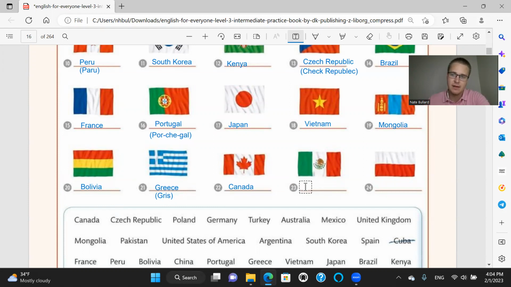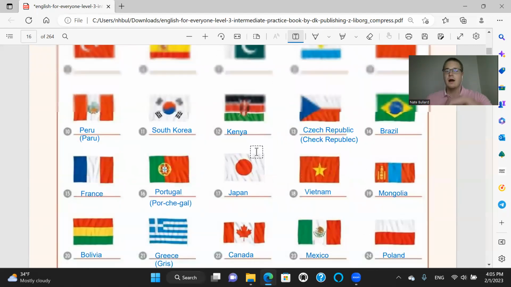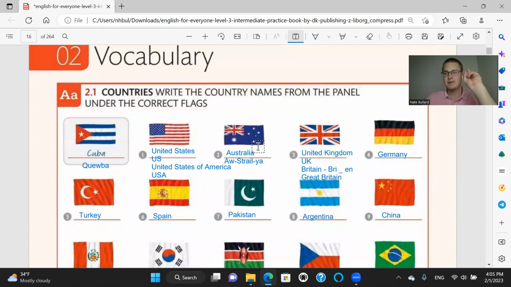Number 23, Mexico. Number 24, Polonia, Poland. Okay. Con eso terminamos la lección número 2 acerca de los países.